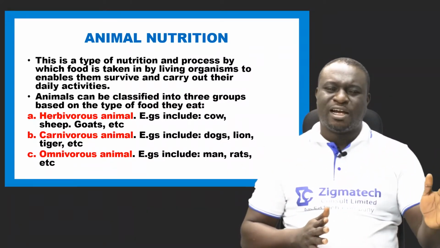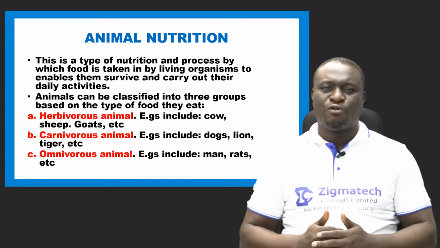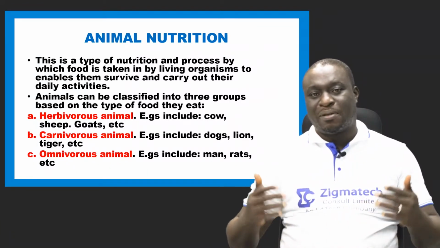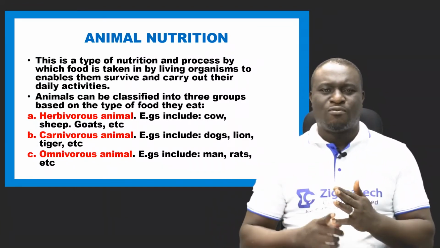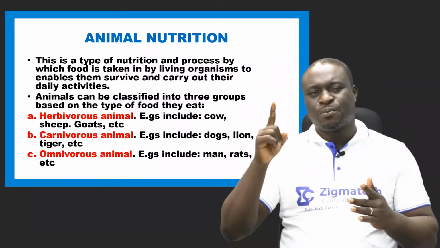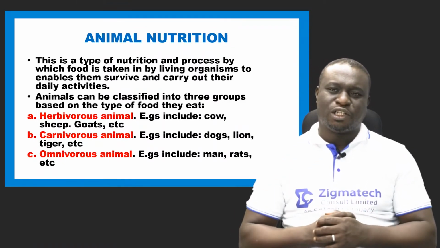But in terms of heterotrophic nutrition, we said living organisms can't manufacture their own food. They depend on other organisms for food. And we looked at about four types. We said we have what we call holozoic. We talked about saprophytic nutrition. We talked about parasitic nutrition. And then we talked about symbiotic nutrition.